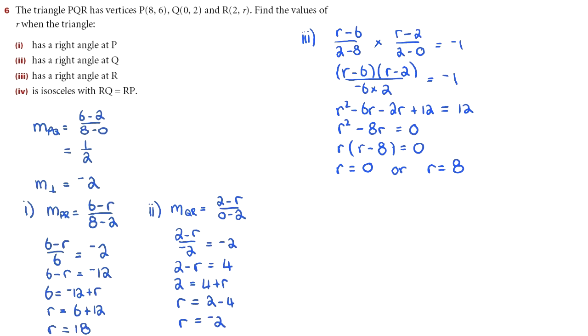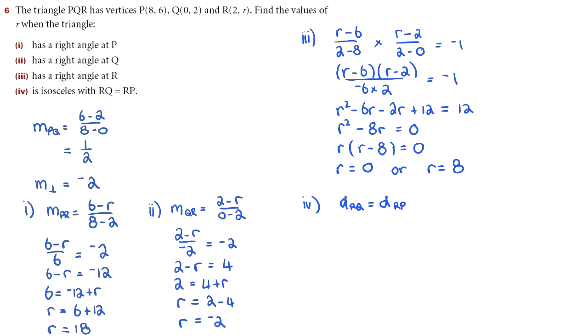The final part is part 4, which says the triangle's isosceles, and we're told that RQ is equal to RP. For it to be isosceles, the two sides of the triangle must be the same length. So what it is asking us to do is to find the value of r, the little r, when the distance RQ is equal to the distance RP.